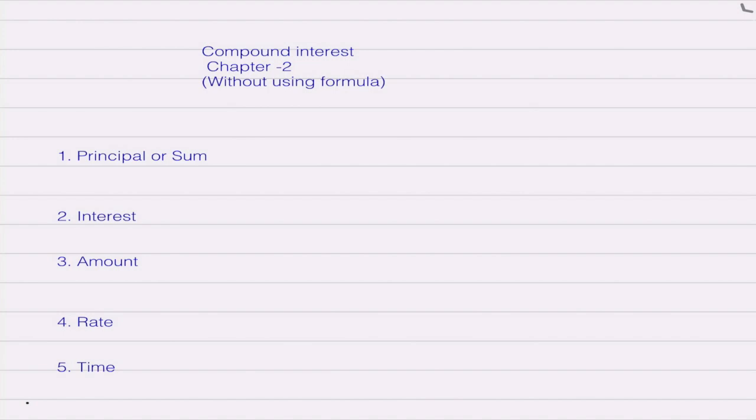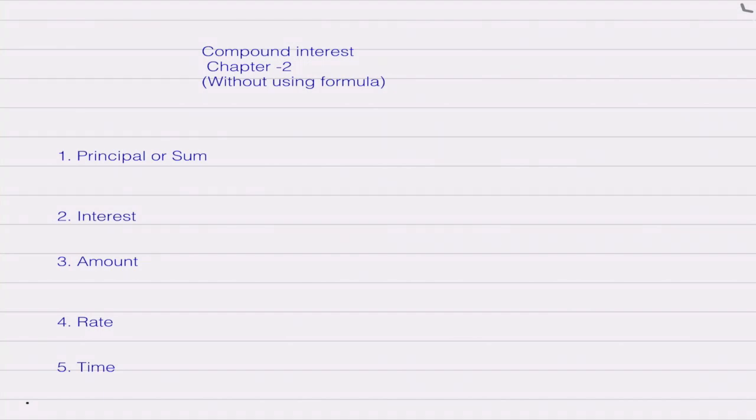So children, compound interest, we have 3 exercises in your book. We will just do the first and the second exercise. Last exercise you will cut, that is not coming this year in the exam. So we will just do the first exercise and second exercise. First exercise 2A, that we will do without formula. Second exercise we will do by using the formula. There are 2 methods. First is without formula, other is with formula. So you need to do both the methods.